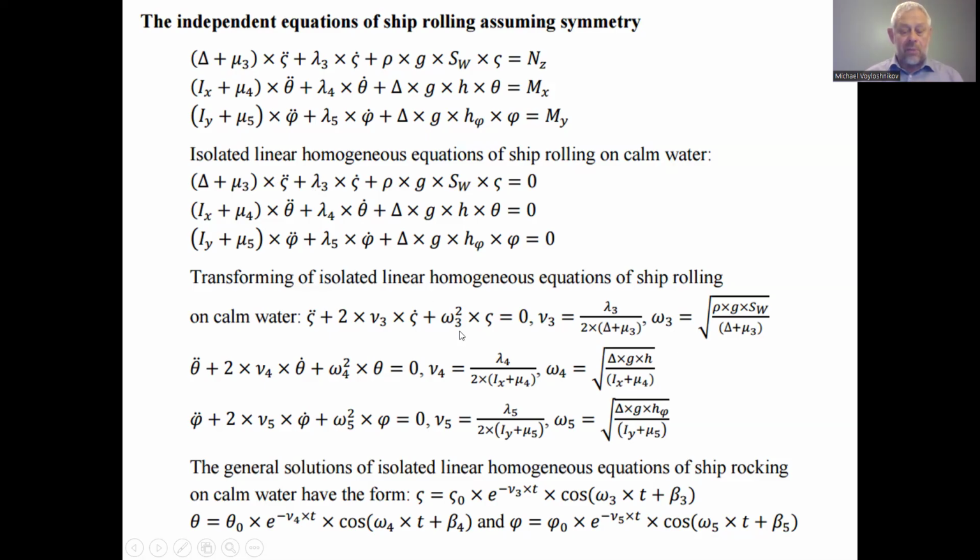And besides, we can have the natural frequency of the ship vertical rocking. This is the frequency squared, and we can find it as a fraction. In the numerator, we have the water density, the gravity acceleration, and the area of the waterline of the ship, and in the denominator, we have the total of the ship displacement and the added mass of water in the ship vertical motion.